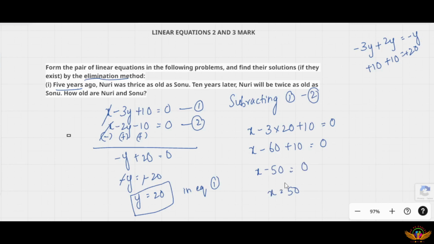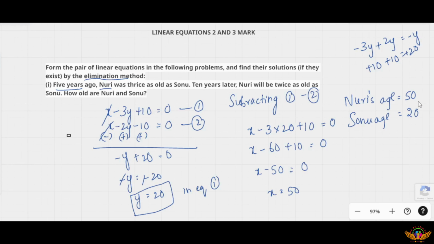So who is x? x we assumed as Noori's age, right? So Noori's age is equals to 50 and Sonu's age is how much? Sonu's age, that is y, is 20. If you want to cross check your answers, you can see the condition here. 5 years ago, Noori's age was thrice Sonu's.